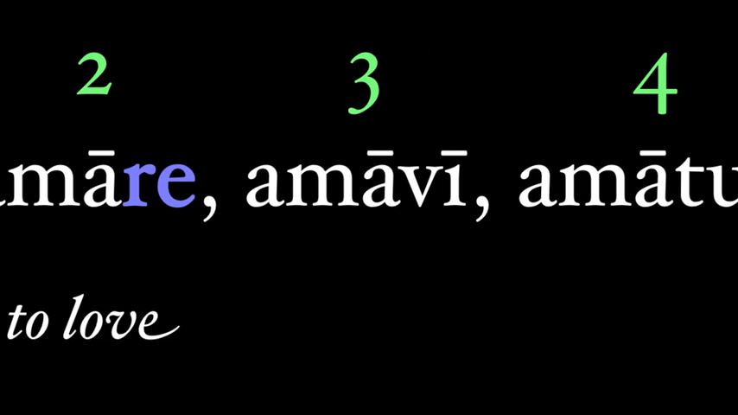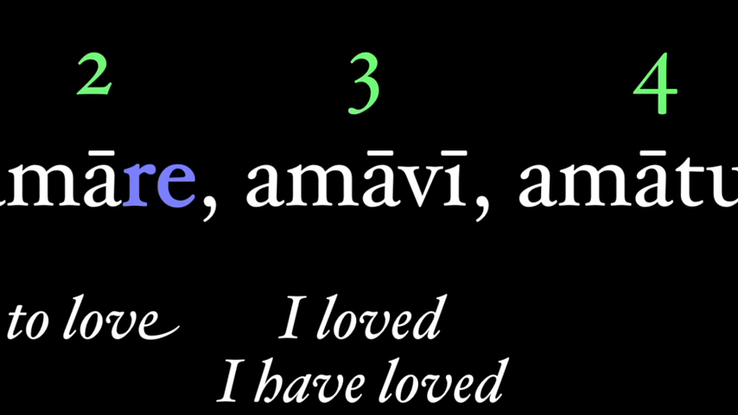The third form is the I form in the perfect tense. The perfect tense is a kind of past tense. We translate this form as I loved or I have loved. Notice how this word ends in an I? Most third principal parts will end in a long I.